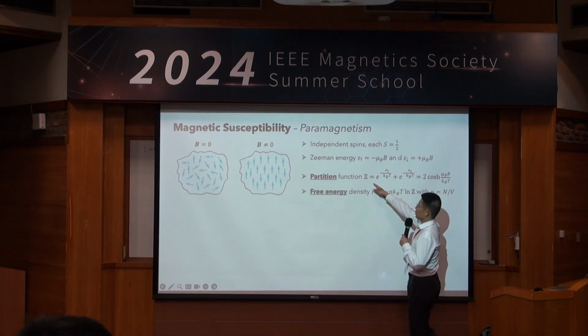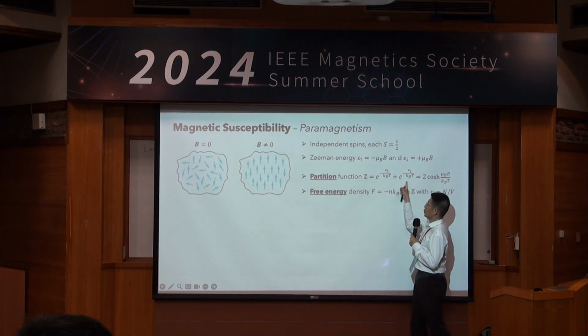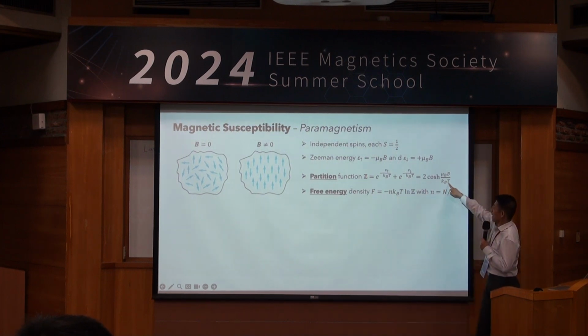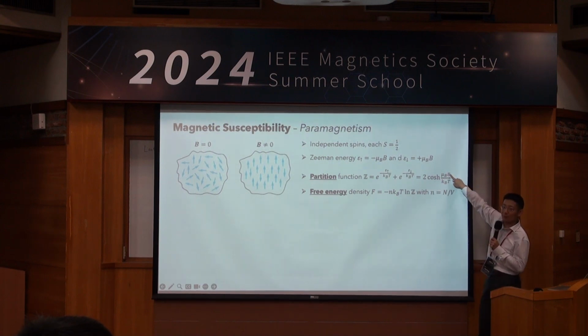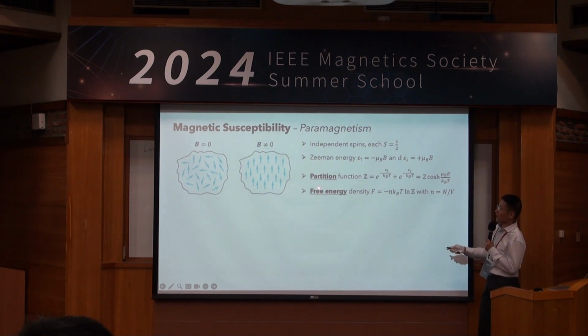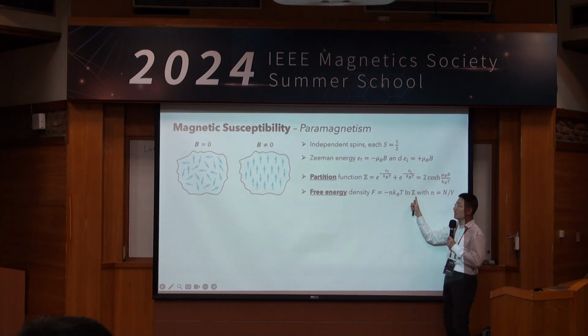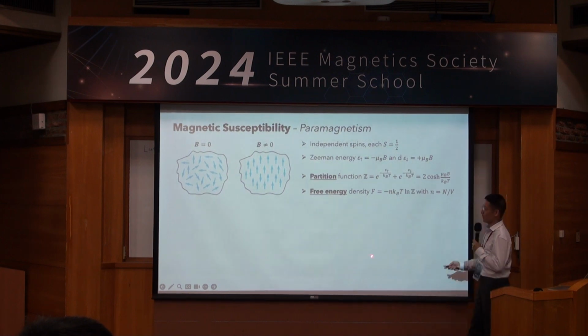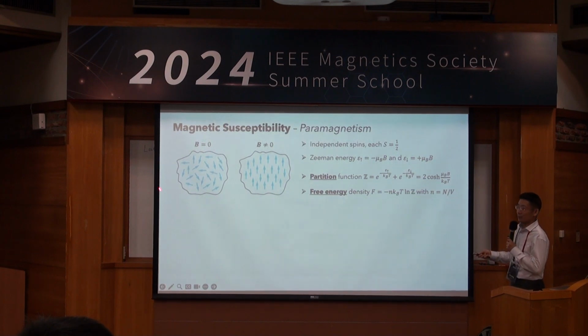So the partition function for an individual spin has two terms, and it ends up with a cosine function, where the argument of the cosine is the ratio between the field and the temperature. Then the free energy of the total system is simply the log of the partition function times kBT times the volume density of spins. So this is the effective free energy of a group of independent spin 1/2s. Then with the free energy, we in principle know everything about the system.